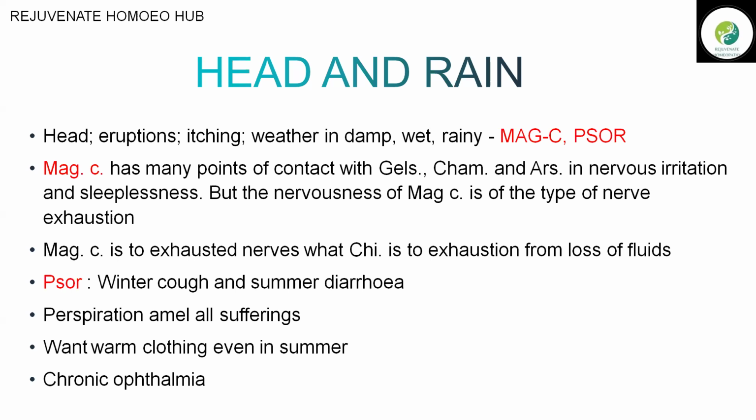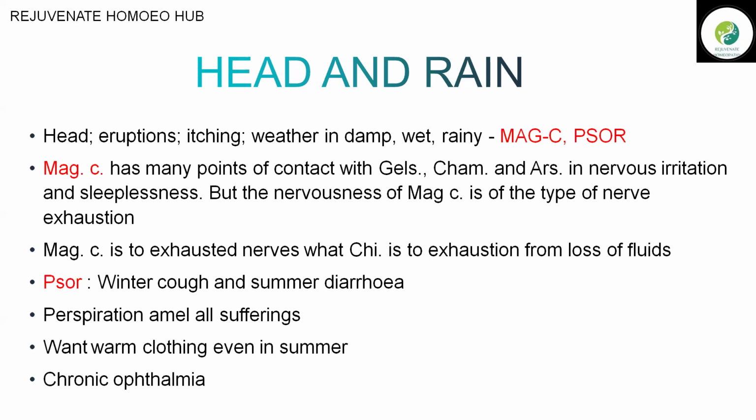Sorinum: winter cough and summer diarrhea. Interestingly, how to confirm a sorinum patient in your clinic: even in a very hot summer, which is 45 or 47 degrees, the patient comes with warm clothing covering the head. That is the key confirmatory of sorinum. You need to understand that observation whenever you want to prescribe a remedy. You need to have a keen observation on it.